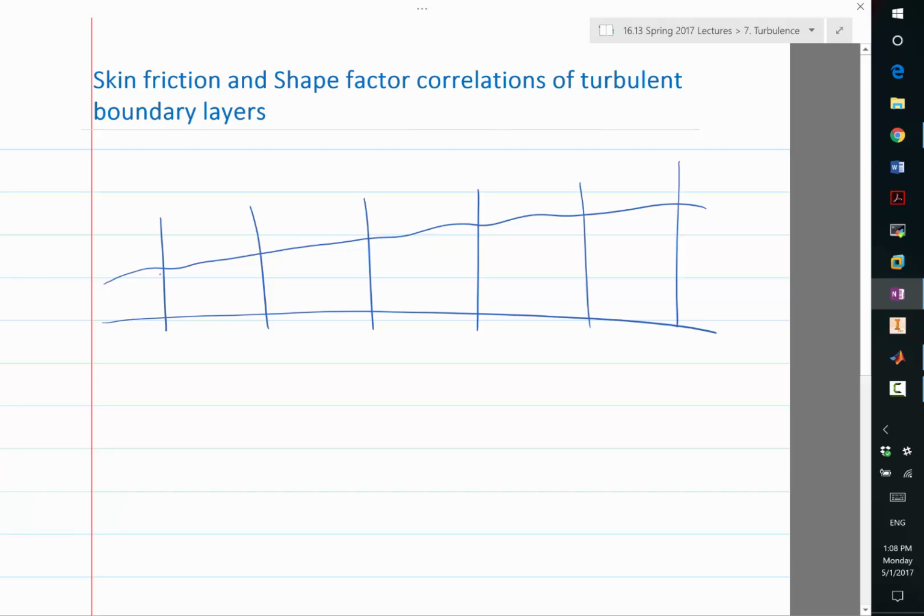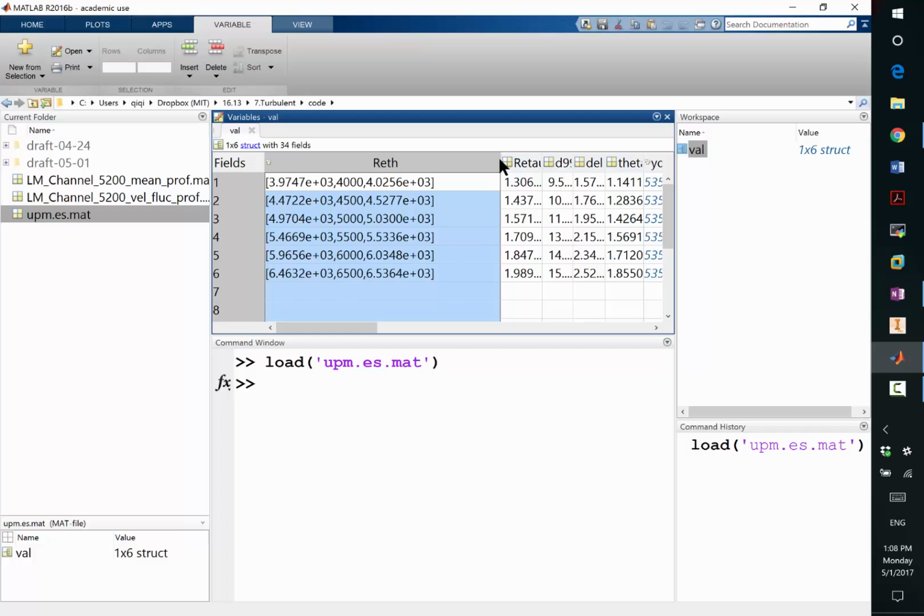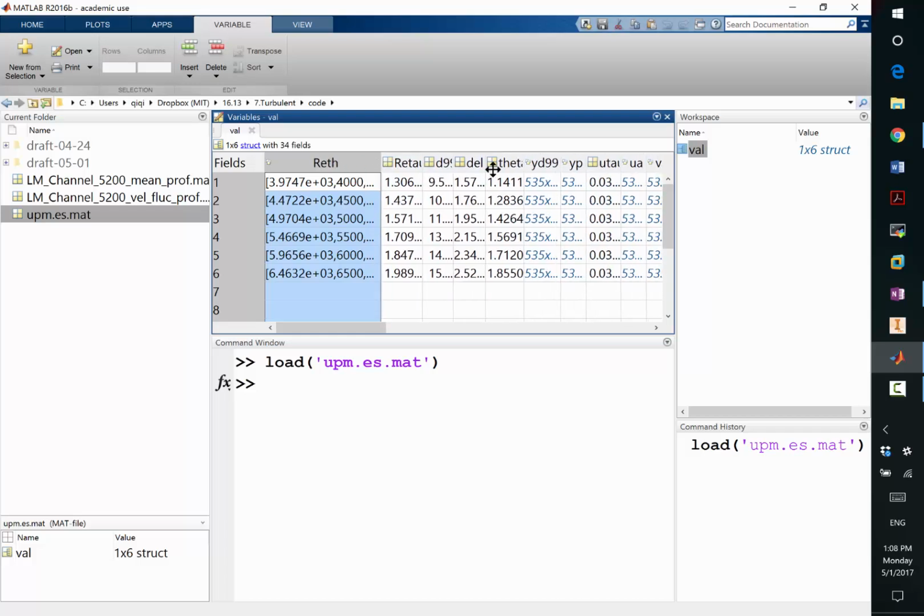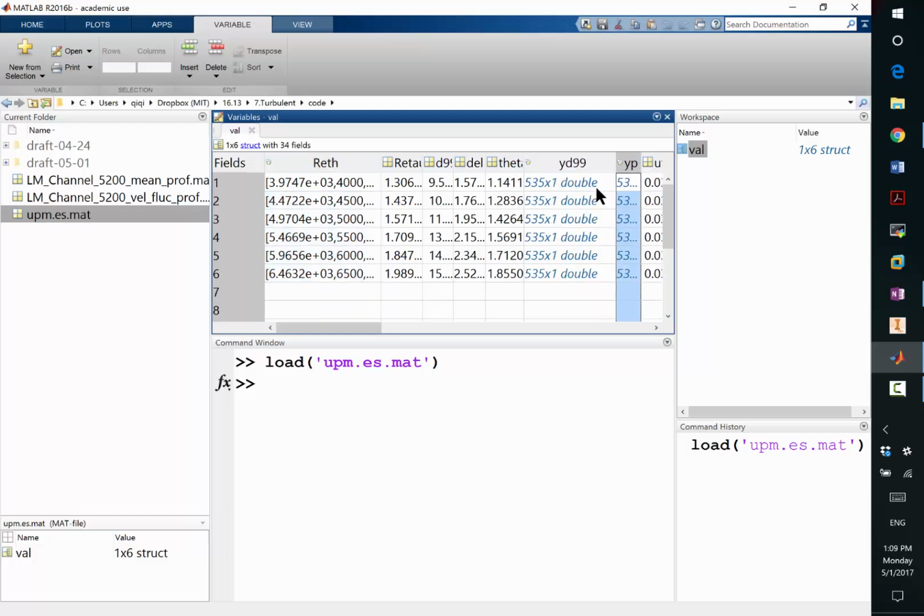And at this point we have a smaller theta. So Re_theta at this point is nominally 4,000, and 4,500, and so on. At the end it is 6,000. So we have an evolving boundary layer that keeps thickening. And at every point, the data contains, for example, yd99. That's basically the grid points in this DNS simulation normalized with respect to the 99% thickness of the boundary layer.